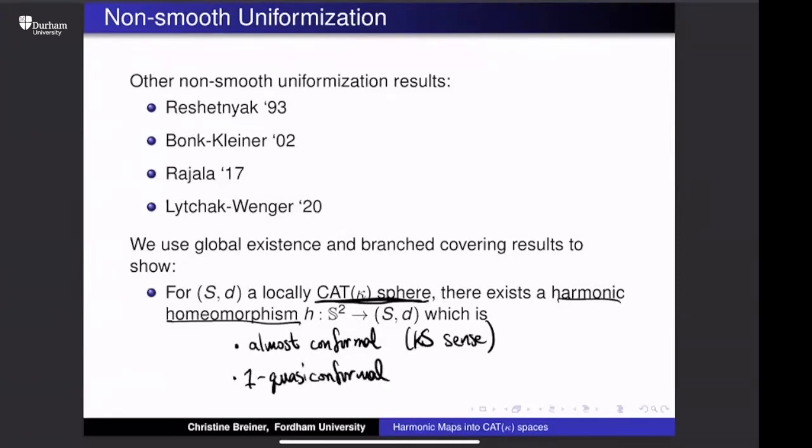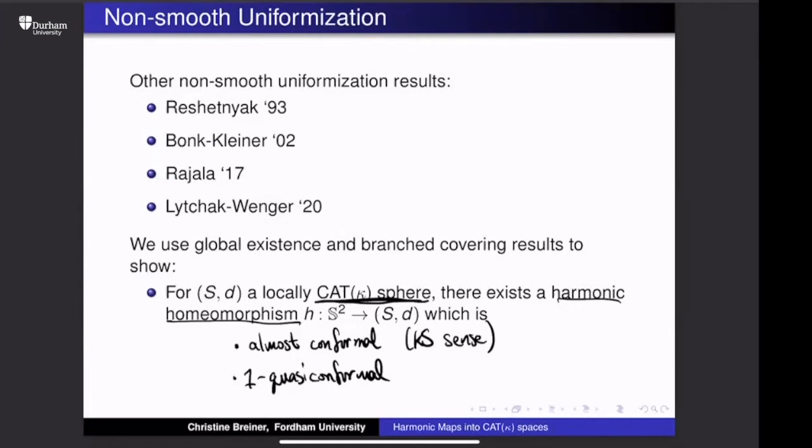Okay, so we show 2 things. That's why I like the Mori and the Ahlfors-Bers result, because it gives us a sense of what we're trying to do. We're trying to do the best analytic comparison we can to the smooth setting. And then we get this metric geometric notion as well. So we get both ways of control. And it's the best control you could hope for, right? It's almost conformal and 1 quasi-conformal. That's the best control on the distortion you could get.